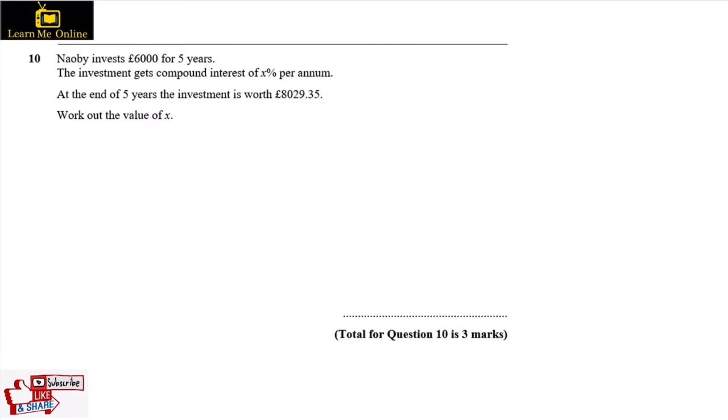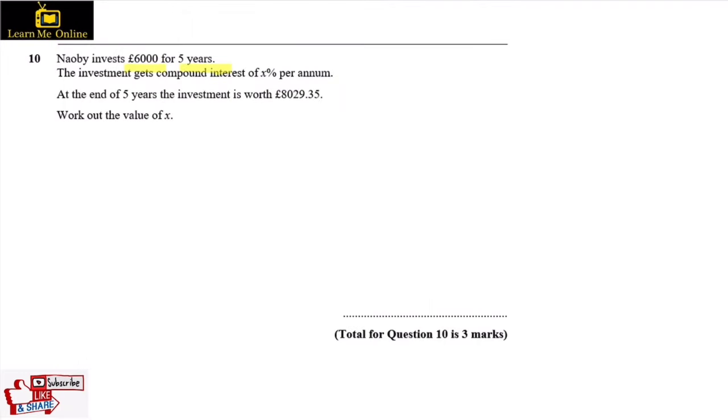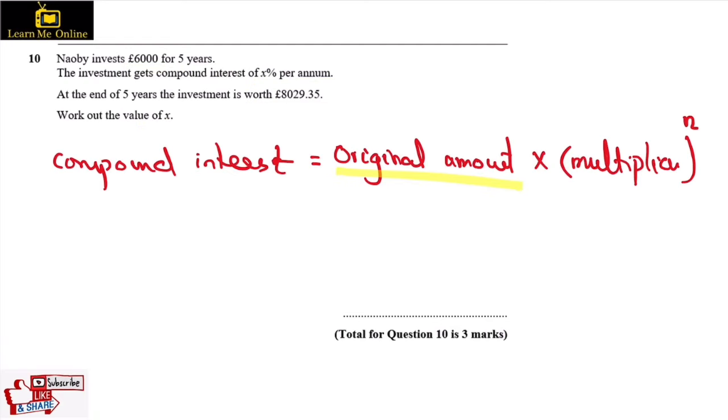Here we have got the next question, question number 10. This says that Nobi invests 6,000 for 5 years. So this is the first piece of information we have been given, that he invested 6,000 for 5 years. The investment gets a compound interest of x% per annum. At the end of the 5 years, the total amount he'll have is 8029.35, and you're finding out what the interest rate is. So here we have the formula of compound interest, which is the original amount times the multiplier to the power of n, where n represents the number of years.